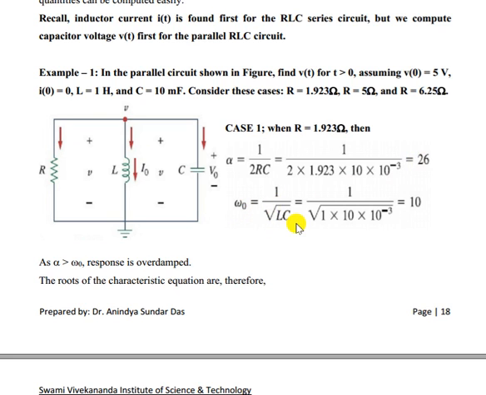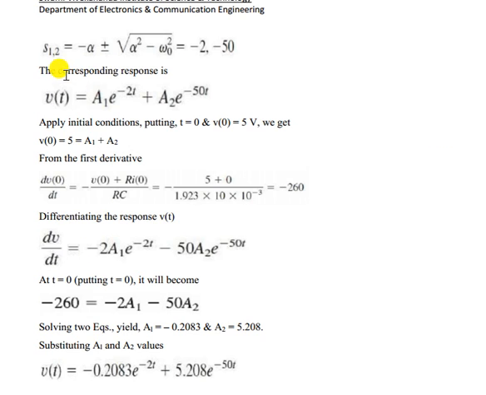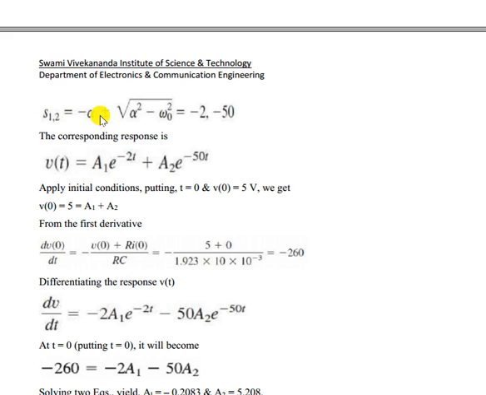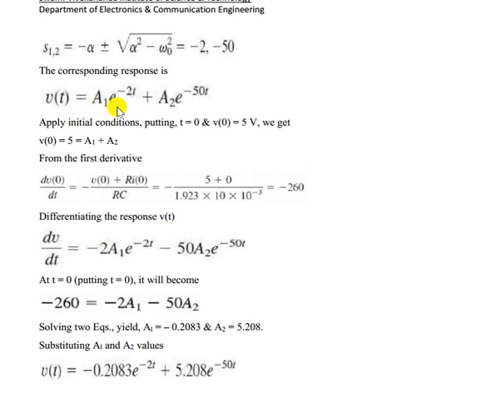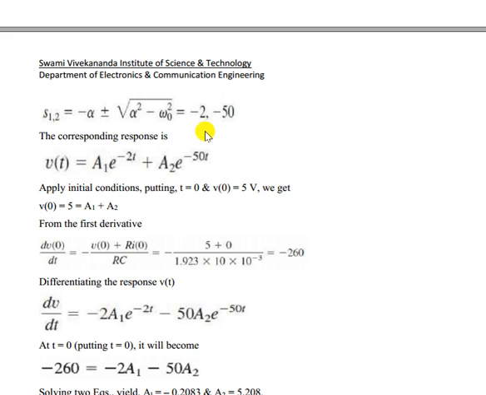Omega 0 is 1 by root of LC. Solve it, the value is 10. Now here alpha is greater than omega 0, so this is the overdamped case. So you have to find s1 and s2, that is minus alpha plus minus root over alpha square minus omega 0 square. We got two values, minus 2 and minus 50. Then V(t) is A1 e to the power minus 2t plus A2 e to the power minus 50t. We have put the s1 value here and the s2 value here.